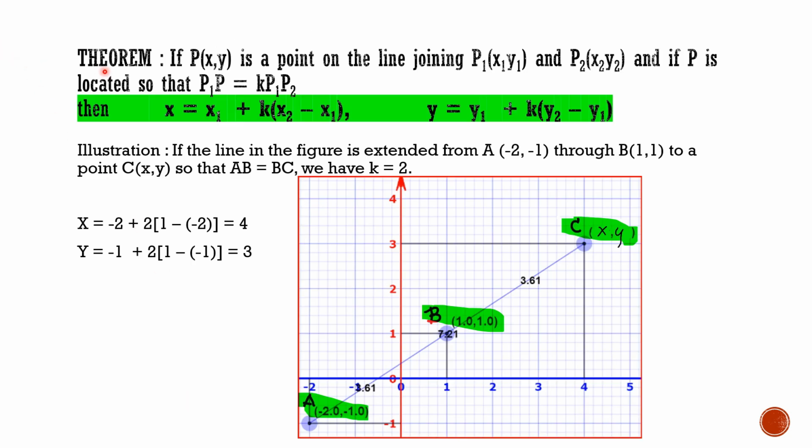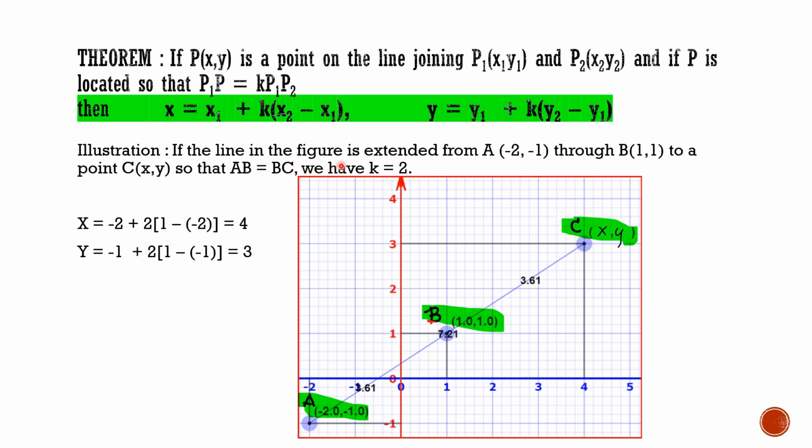We have another theorem. If point P at x, y is a point on the line joining P1 at x1, y1 and P2 at x2, y2, and if P is located so that P1P is equal to k times P1P2, then x is equal to x sub 1 plus k times the quantity x sub 2 minus x sub 1, and y is equal to y sub 1 plus k times the quantity y sub 2 minus y sub 1. We have to illustrate that using a problem.